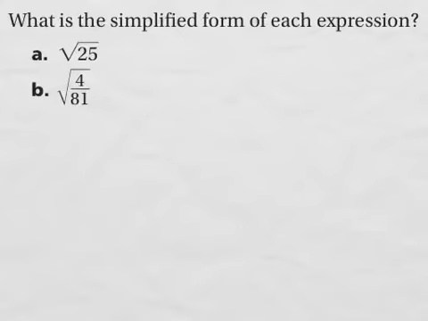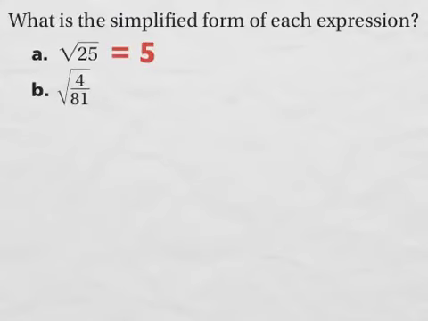If you haven't made the list, then you're going to have to just think to yourself, 1 times 1 is 1, 2 times 2 is 4, 3 times 3 is 9, 4 times 4 is 16, I'm getting closer, and 5 times 5 will give you 25. So the square root of 25 is 5.